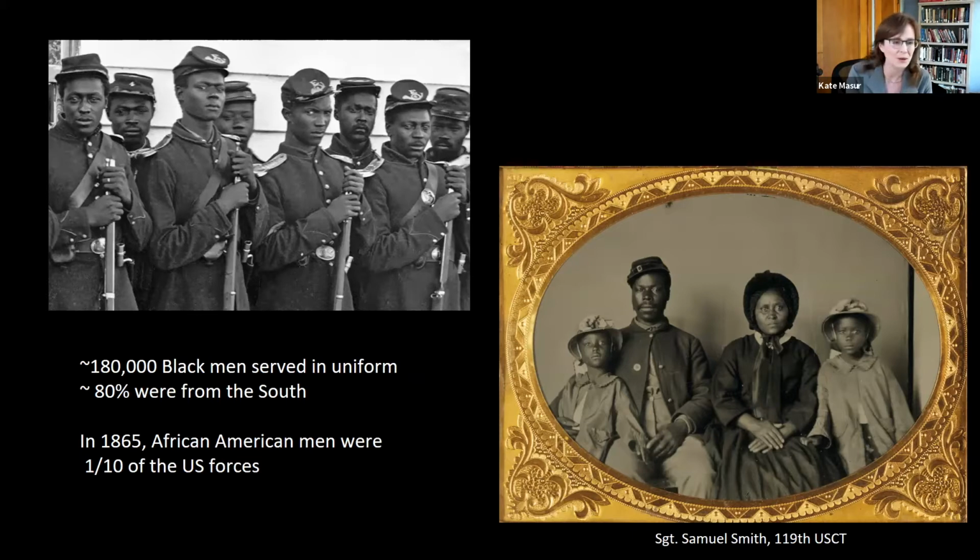By the end of the war, about 180,000 Black men had served in uniform for the United States, 80% of whom were from the South and more often than not born in slavery and enslaved until they enlisted in the United States Army. At the end of the war, one tenth of the men who were in service to the United States Army were African American. And I really like this picture on the right, which shows a Black family that had obviously gone out of their way to get themselves photographed with the man in uniform. This is a real turning point for African Americans in so many different ways. Okay, next slide, please.